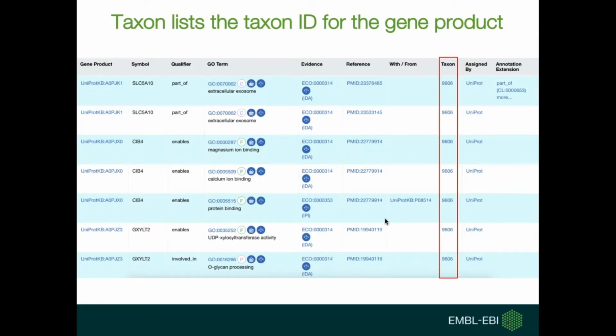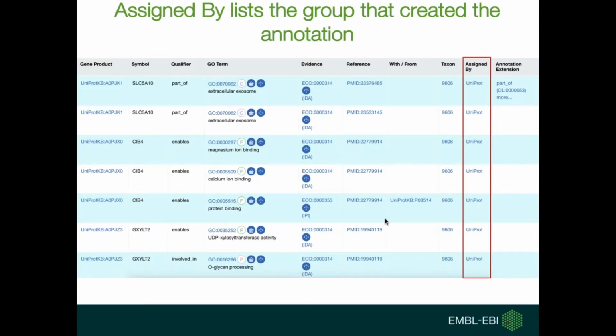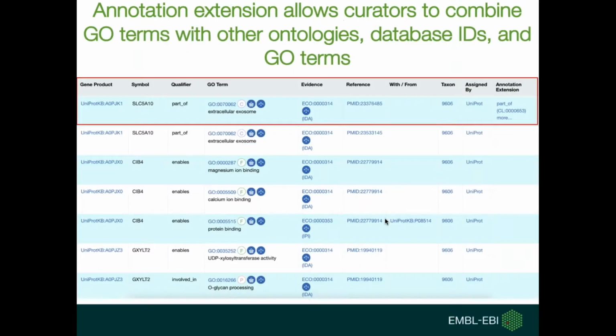Taxon tells us the species the gene product comes from. The Assigned By column lists the group that created the annotation. For this slide, I've only selected UniProt because that's who we work most closely with here at EMBL-EBI. But there are other groups that do contribute GO annotations. There's an entire consortium, and if you're interested in that, you can go to geneontology.org.